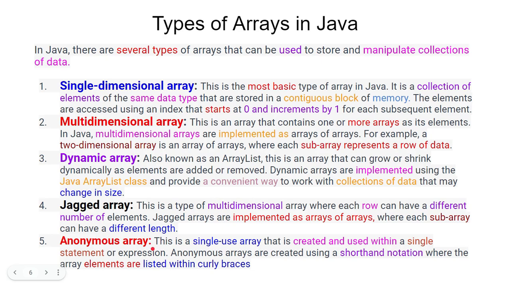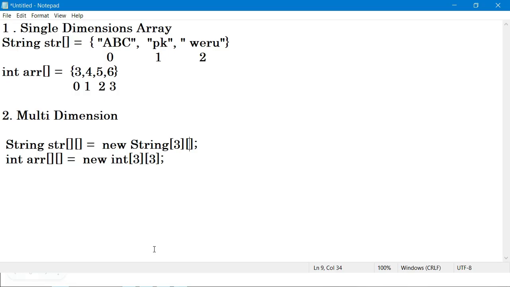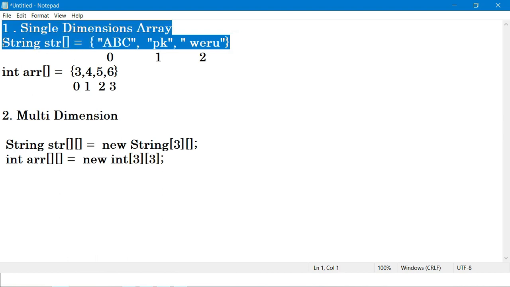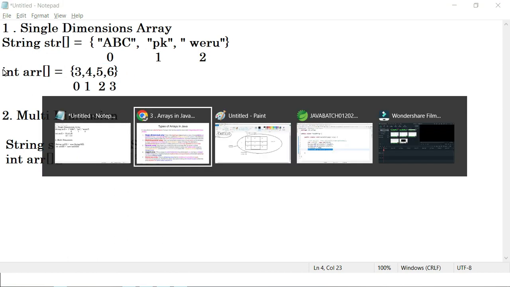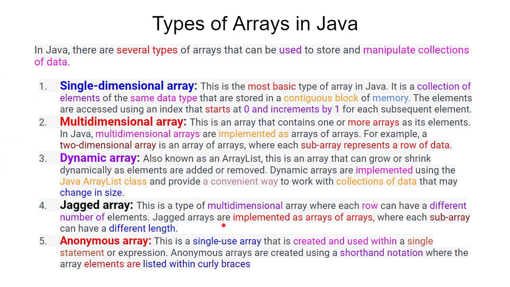Anonymous array we are doing here. You can see here, this is nothing but an anonymous array only. I have created the object. This is the anonymous array only. Int array, and directly I have given the array. I have not written the new keyword. In the curly braces I have given the array values, and the array will be created. So that is called the anonymous array. We can discuss it also. So this is the basic type of the array.